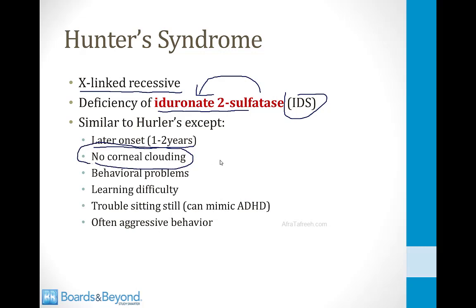And then finally, a unique feature of the Hunter syndrome patients is that in some variants of the disorder, these children have behavioral problems. They can have learning difficulty and trouble sitting still that can mimic ADHD, and they can express aggressive behavior towards other children and even adults.